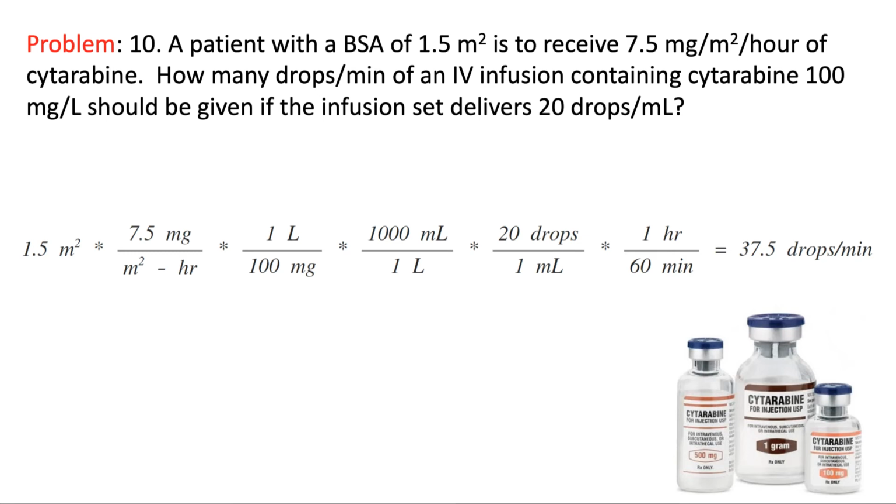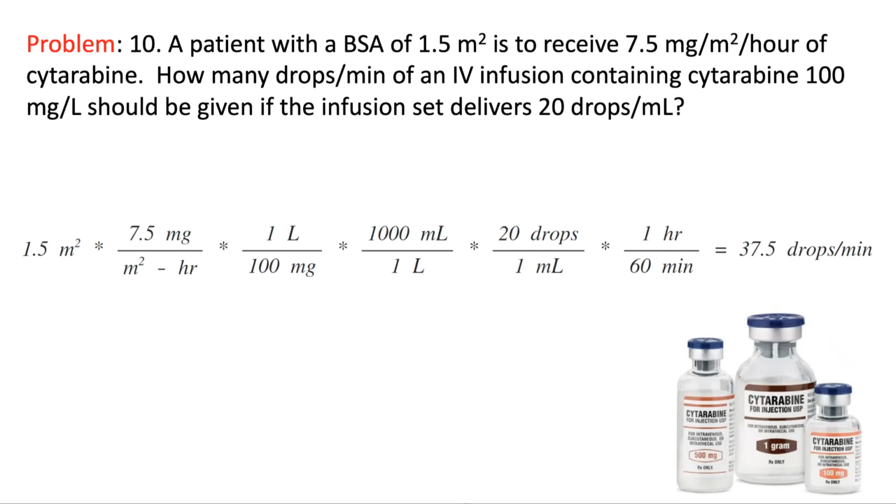I don't like liters. We need to get to drops. So let's first convert liters to milliliters by multiplying by 1,000 milliliters per liter. That way liters cancel. And then finally, I can get rid of my milliliters and get to the drops by using the drop factor. And we were told that our IV infusion set has 20 drops per milliliter. So if I multiply by that, then milliliters cancel, and my final units on top will be drops. And at this point, I'm in drops per hour.